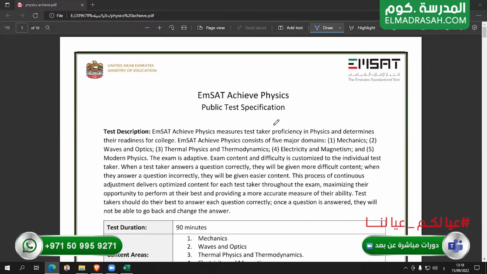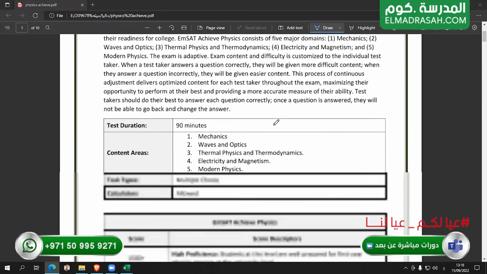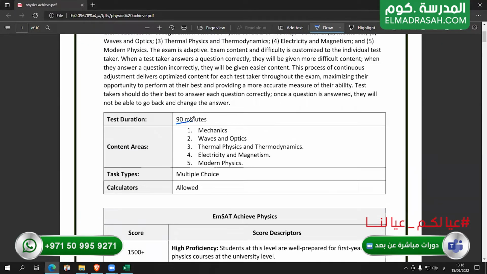First of all, the test duration is about 90 minutes. The content areas are mechanics, waves and optics, thermal physics and thermodynamics, electricity and magnetism, and modern physics. The task types are multiple choice. Most of the questions are multiple choice, and some of the questions will be fill in the blank. And of course, the calculator is allowed.